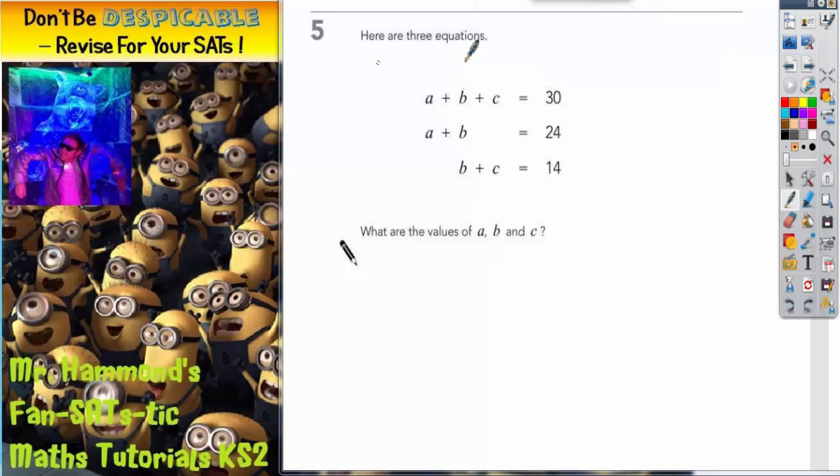Question 5. Here are three equations. We've got a plus b plus c equals 30. We've got a plus b equals 24. And we've got b plus c equals 14. We've got to work out the values of a, b and c.